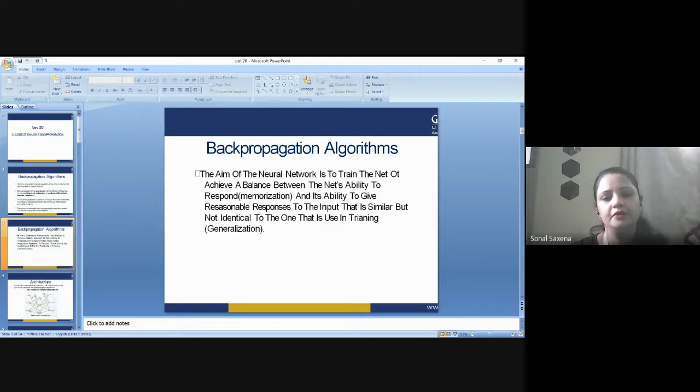Now the aim of the neural network is to train the net to achieve a balance between the net's ability to respond and its ability to give reasonable responses to input that is similar but not identical to the one used in training, which is called generalization.